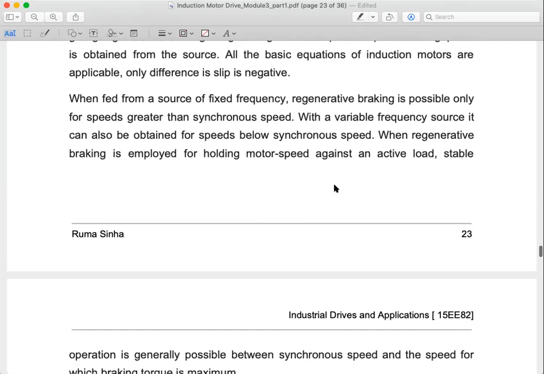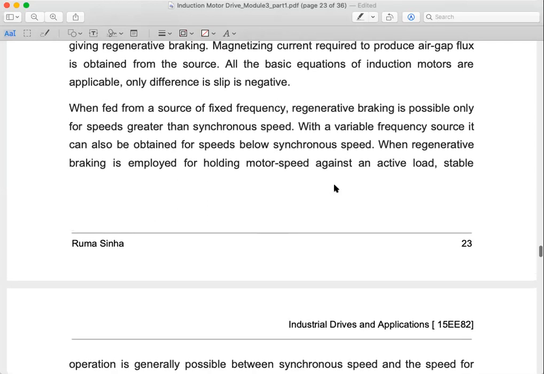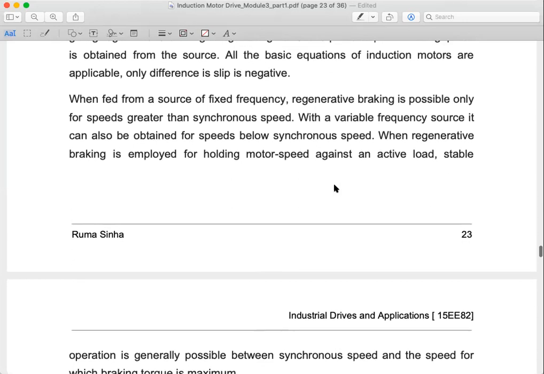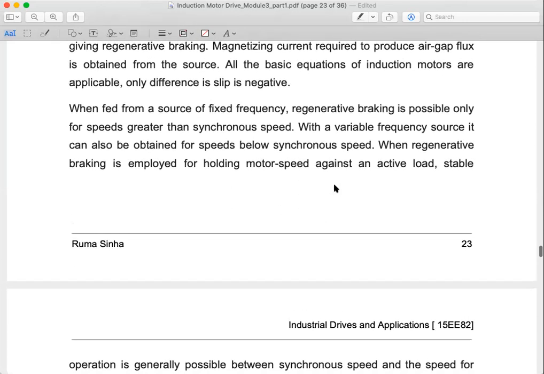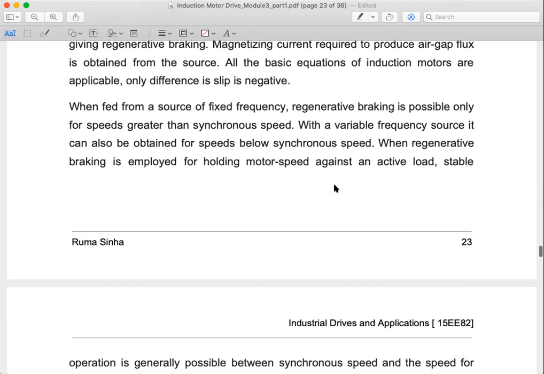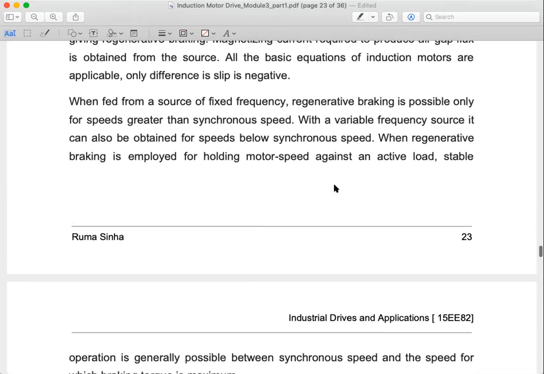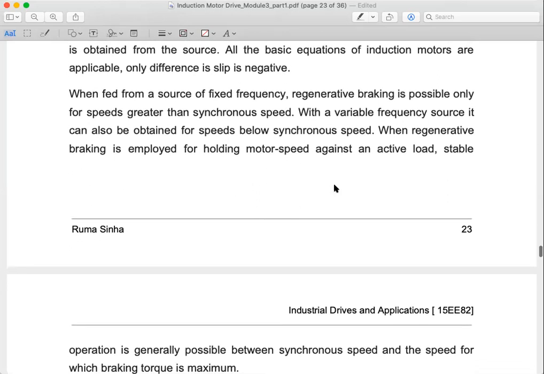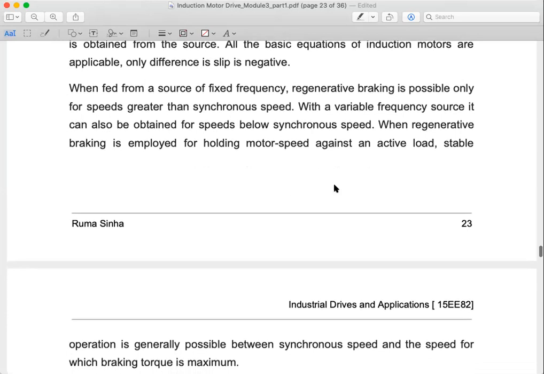If we have a variable speed, variable frequency supply available, then we can obtain a speed more than synchronous speed even at a lesser speed. Because if we reduce the frequency, then synchronous speed will reduce. Motor speed remains omega m, but the synchronous speed reduces. So finally, this will give us regenerative braking operation.